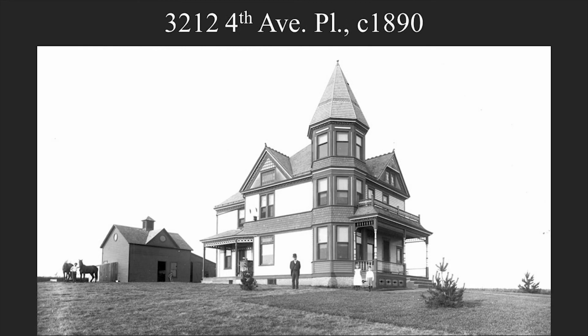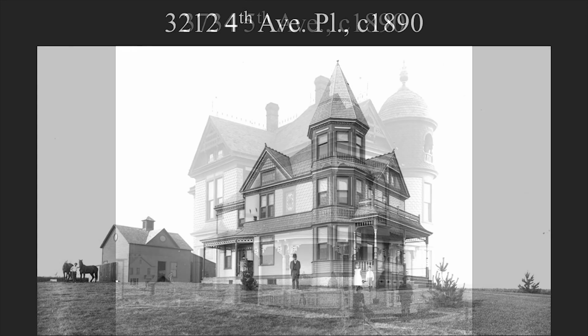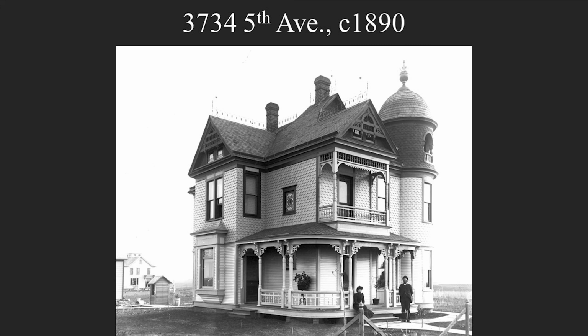3212 4th Avenue Place, again, built around 1890. I just don't know. It's hard to research these houses because there aren't specific addresses, and sometimes we don't even know the people who built them. And if I knew a builder, I might not have a picture of the house. I might have a picture of the house and not know the builder. It's tough. This image was recently identified by my coworker Matt. This is 3734 5th Avenue, built sometime around 1890.